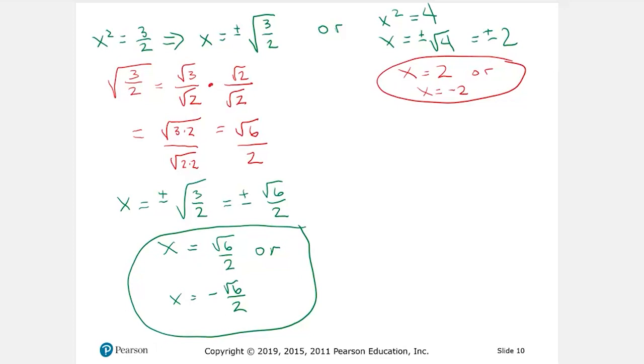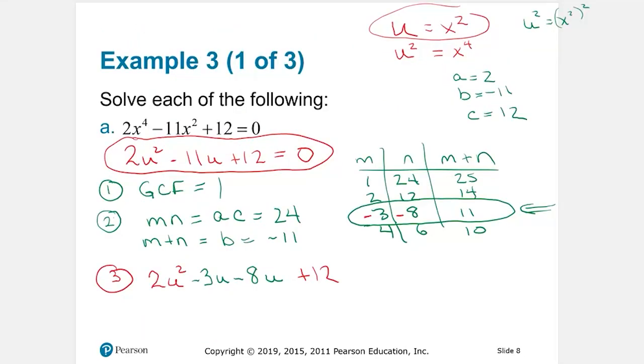Okay, so I know that was a little different. Maybe you've never seen anything like this before, but I have these 3 terms, and if I look, I can see that if I square this, do I get this? And I do. If that happens, I can use substitution to make it look like a quadratic equation.